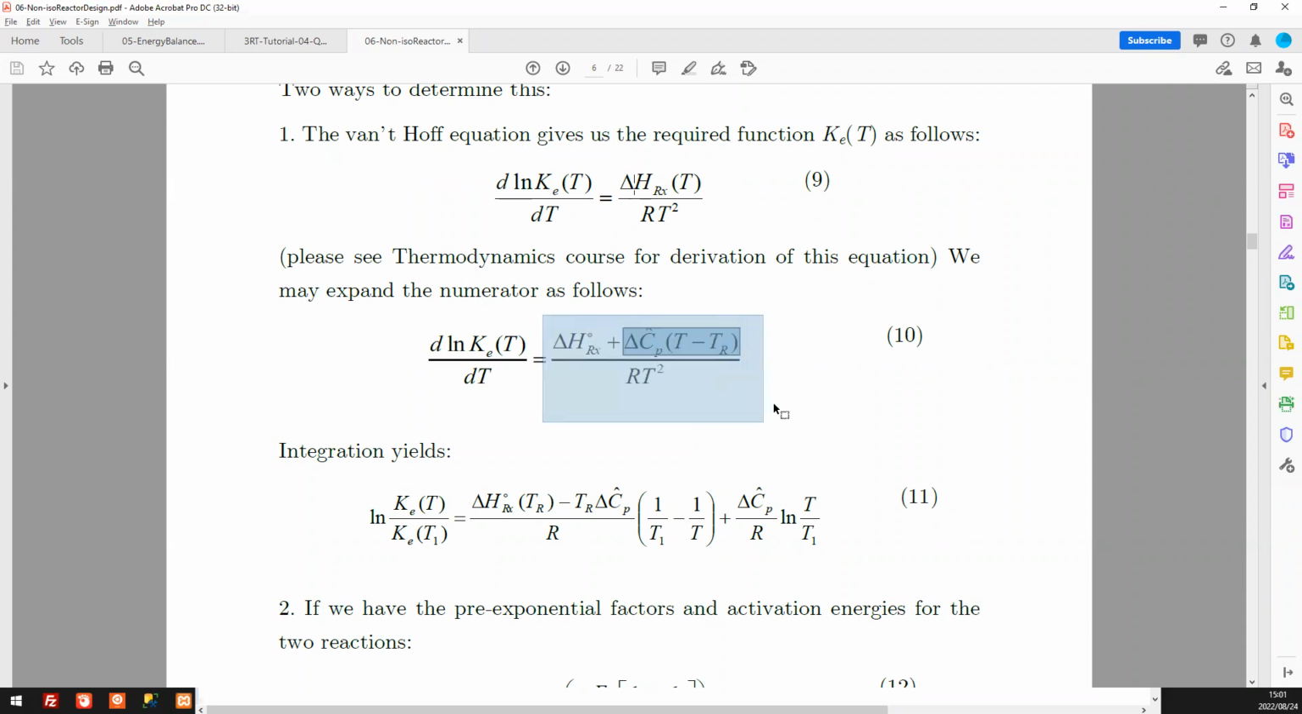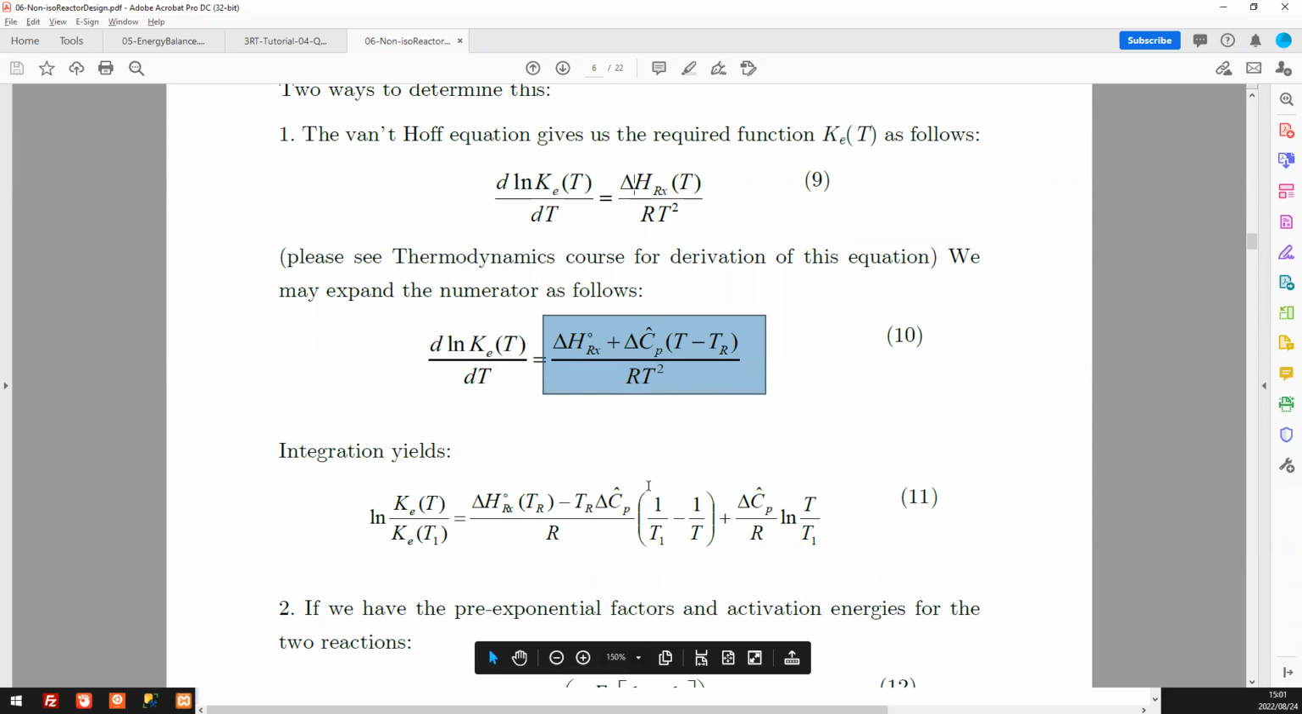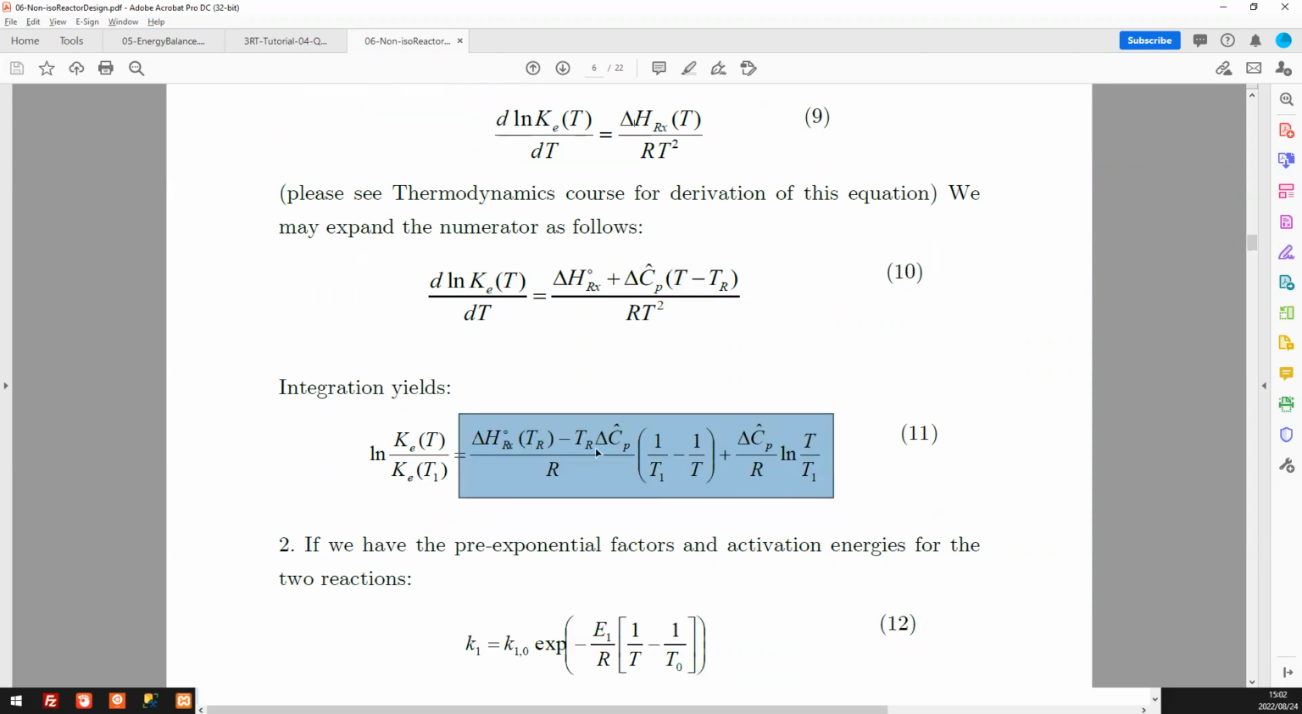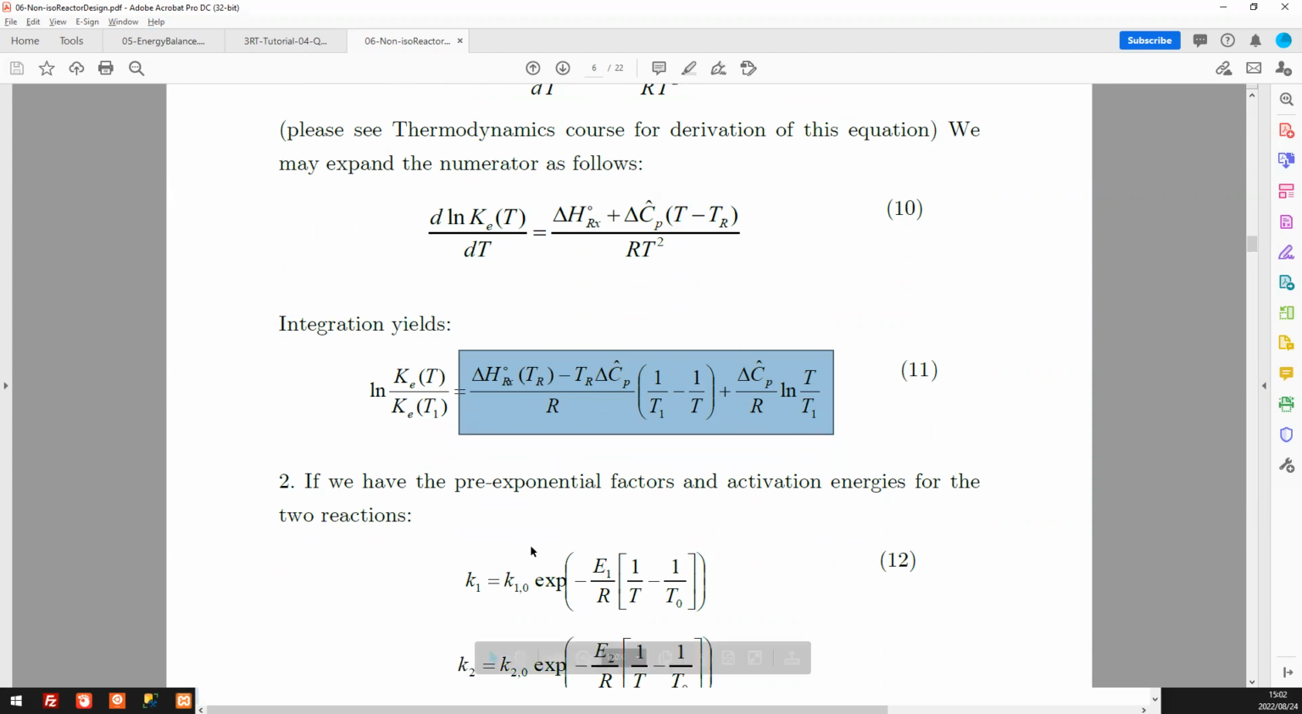If you integrate this, noting that you've got a 1 over T squared here, then that will integrate to a minus 1 over T, like shown here. And you do have this extra term, there's a T squared and a T there. So just work through that and you'll see you get that integral. Okay, so that's the integrated form.